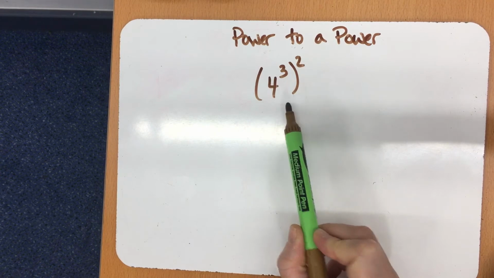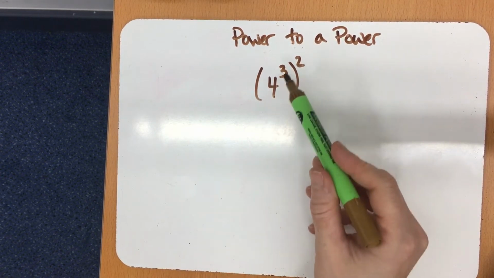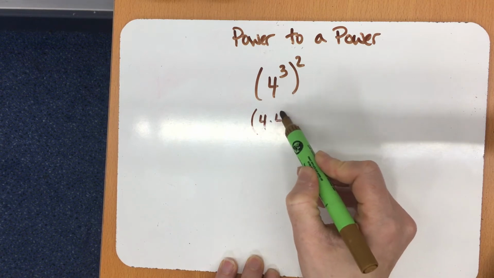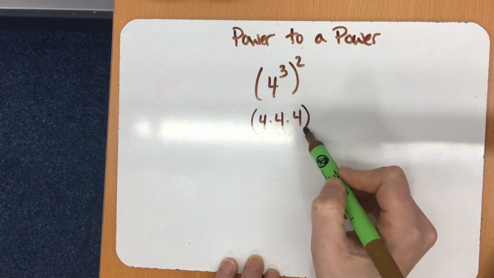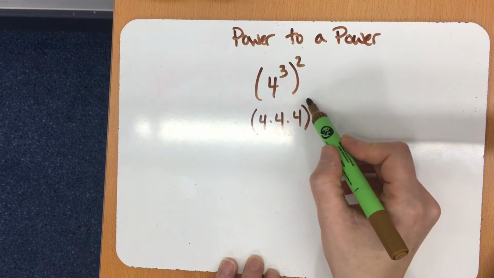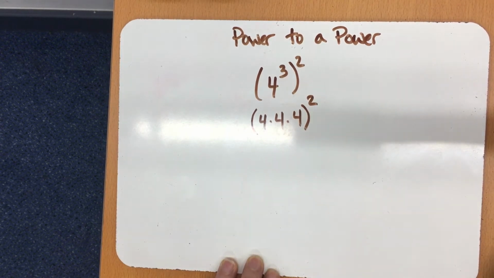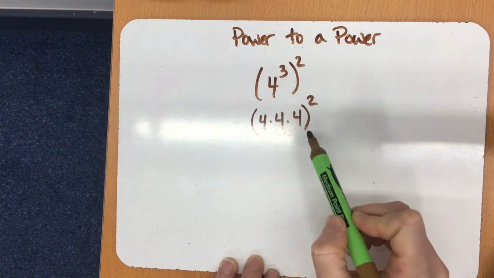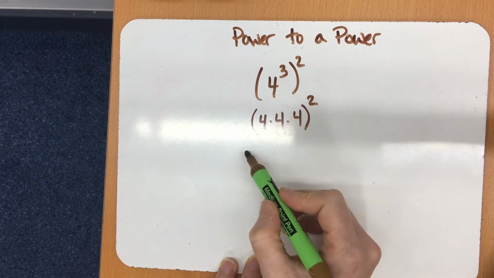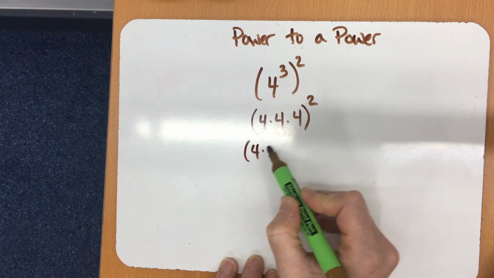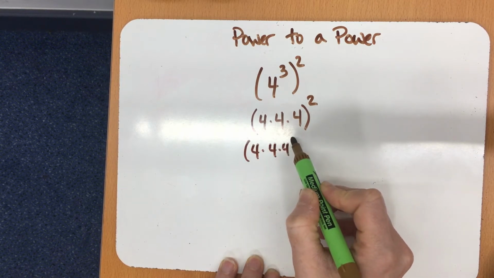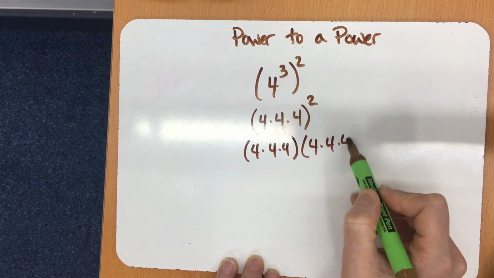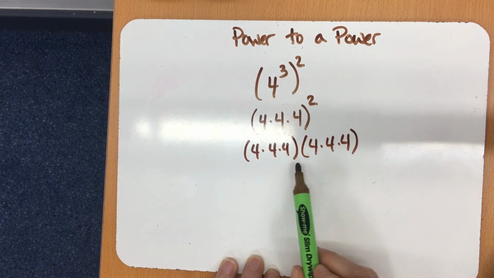First of all, think about the inside. On the inside of the parentheses, we have 4 to the third power, which means we multiply the base number, 4, times itself 3 times. And that is what is being taken to the second power. Well, the second power tells me that I have 2 of these things multiplied by themselves. So what that looks like is this: 4 times 4 times 4 times another set of 4 times 4 times 4. And remember, I can write these parentheses right next to each other.